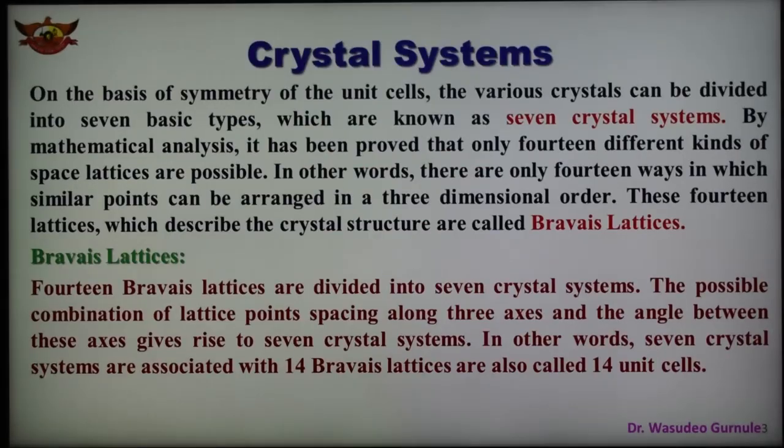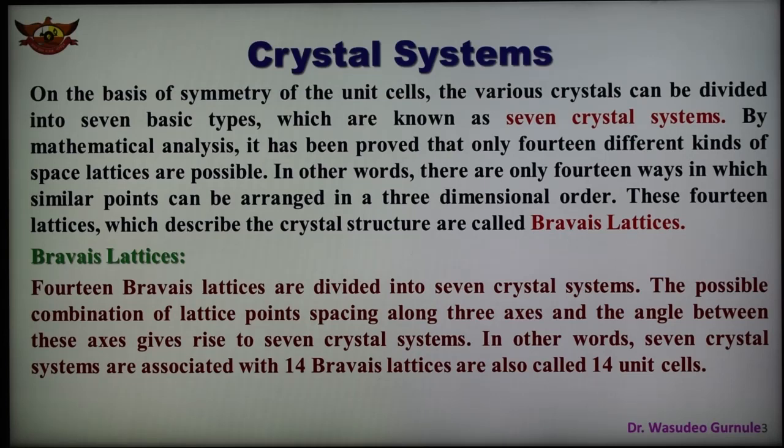So as we know, on the basis of the symmetry, what are the crystal systems? On the basis of symmetry of the unit cell, the various crystals can be divided into 7 basic types, and these are also known as the 7 crystal systems. And these 7 crystal systems along with their characteristics are given in the table, and it has been shown that there are only 14 different kinds of space lattices.